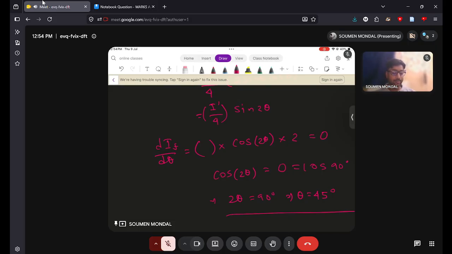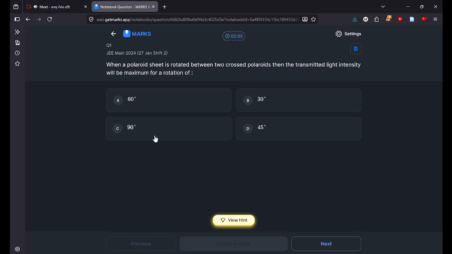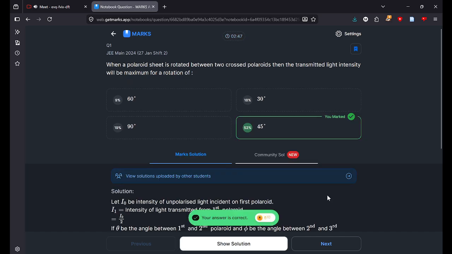These are the types of questions you are going to face when you look into different types of competitive exams. So I hope I completed the major types of questions. So thank you. Let me check the answer and thank you.